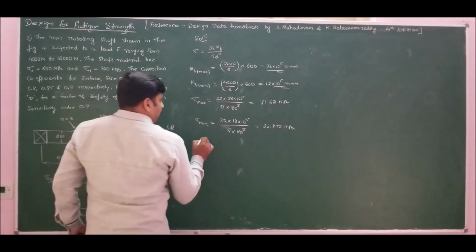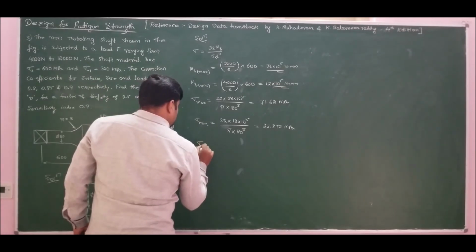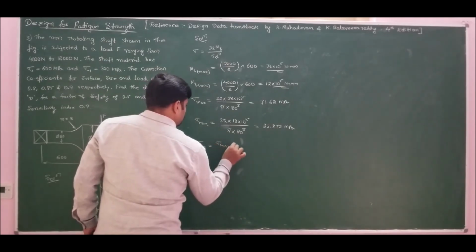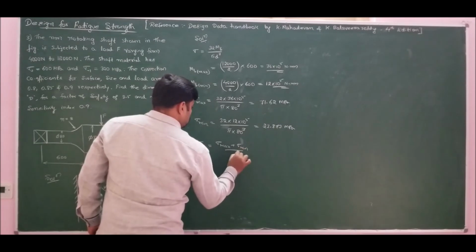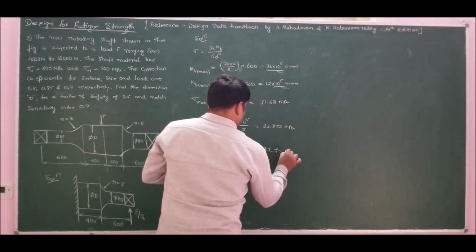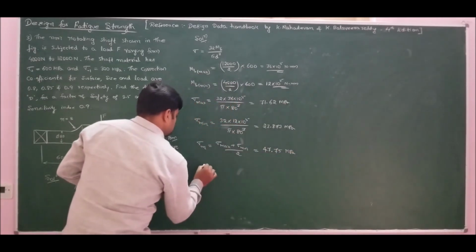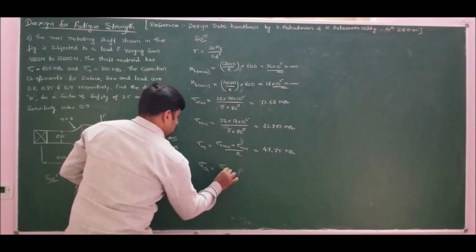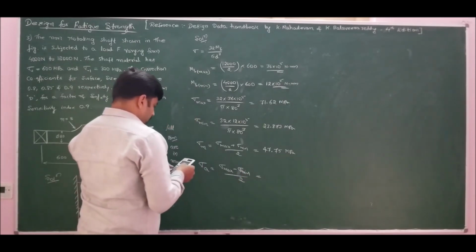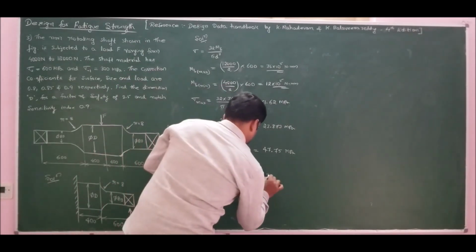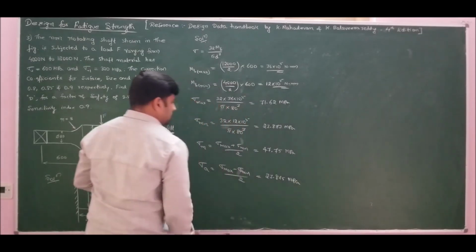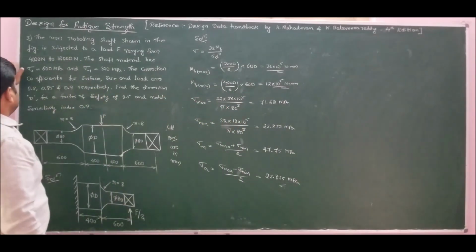So now I can find the value of mean stress. So mean stress, sigma mean, is sigma max plus sigma minimum by 2, which is equal to 47.75 megapascals. So if I find the amplitude stress, which is sigma max minus sigma minimum by 2, we get the value as 23.875 megapascals. Now he has given us the ultimate stress.